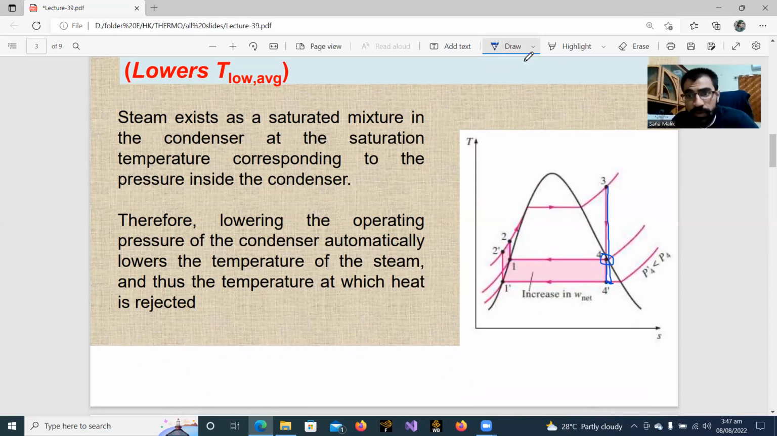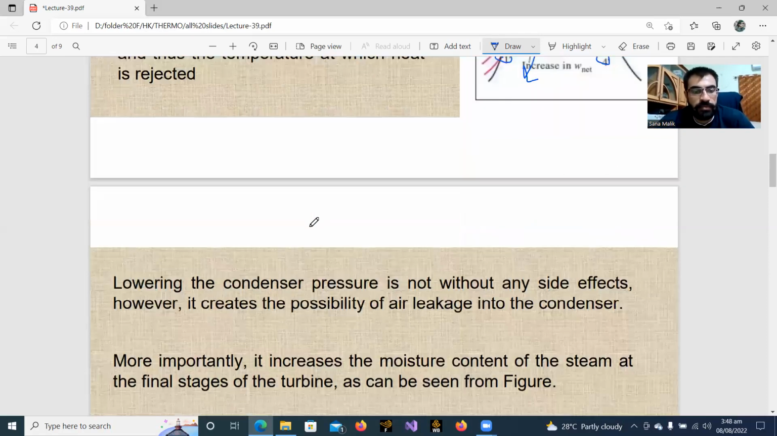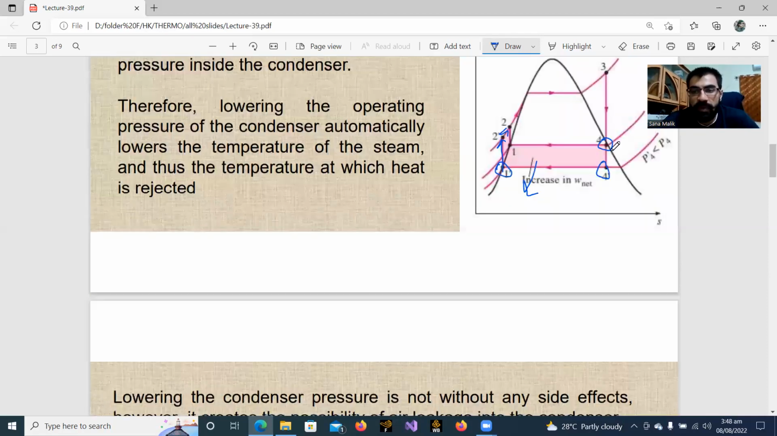But what it's going to do is this will be the added net work that we will be getting. But it's also going to increase the pump work. The pump will have to do more work to pump the liquid up to the original point. And one other thing is here it is a saturated vapor, and here it's going to be in mixture. So it's going to increase the mixture content in the condenser. Mixture content of the steam will be increased if we decrease the condenser pressure.